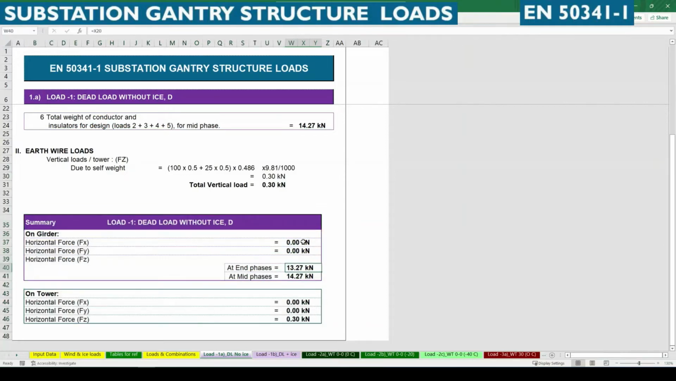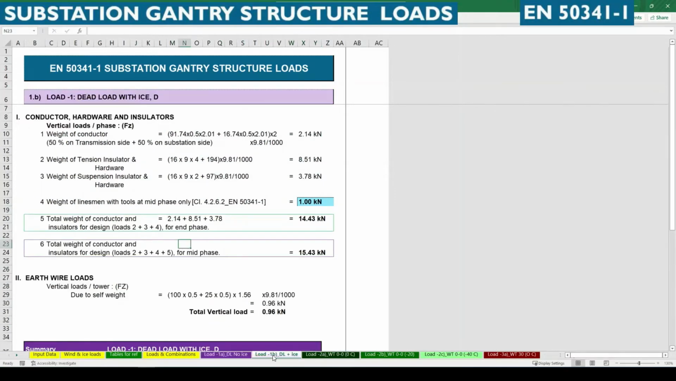So this is a summary for the same. There are no horizontal forces Fx and Fy for both conductor and earth wire, that is on girder and tower, and only in the vertical direction: at mid span it is 14.27 and 13.27 for the girder. For the tower it is 0.3 kilonewton.